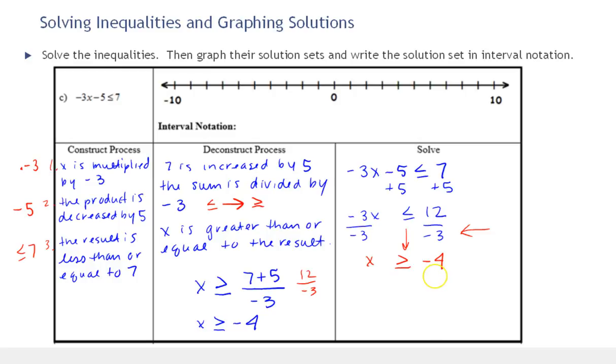Our boundary value is -4. So 1, 2, 3, -4. It says greater than or equal to, so I'm going to draw the circle, but I'm going to fill it in.